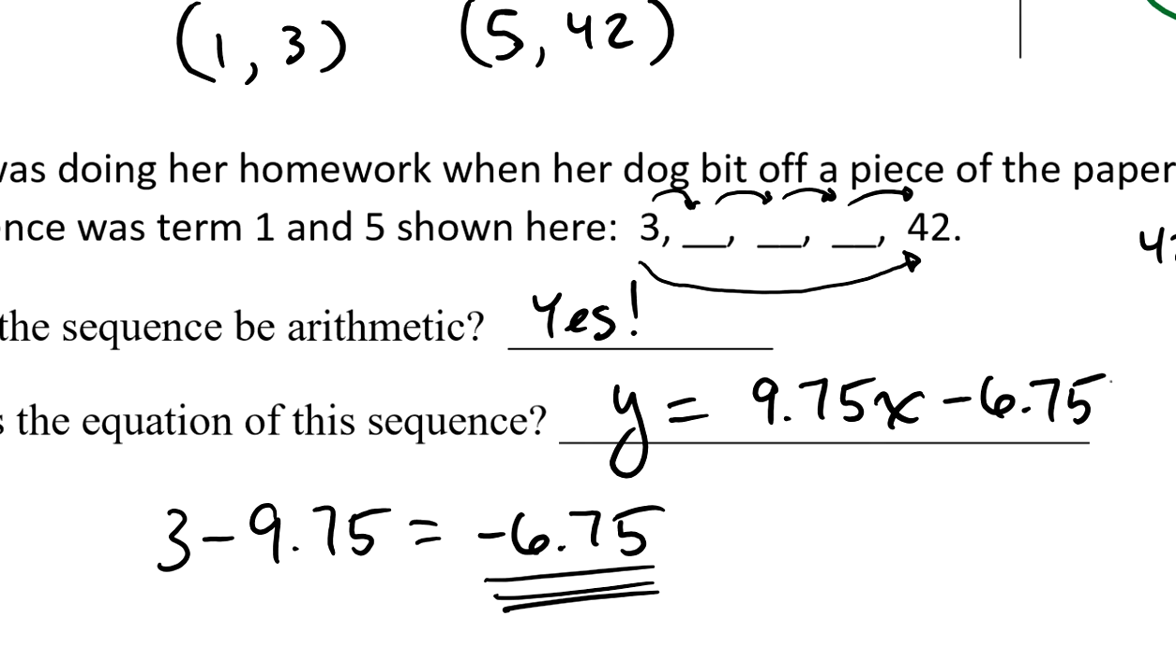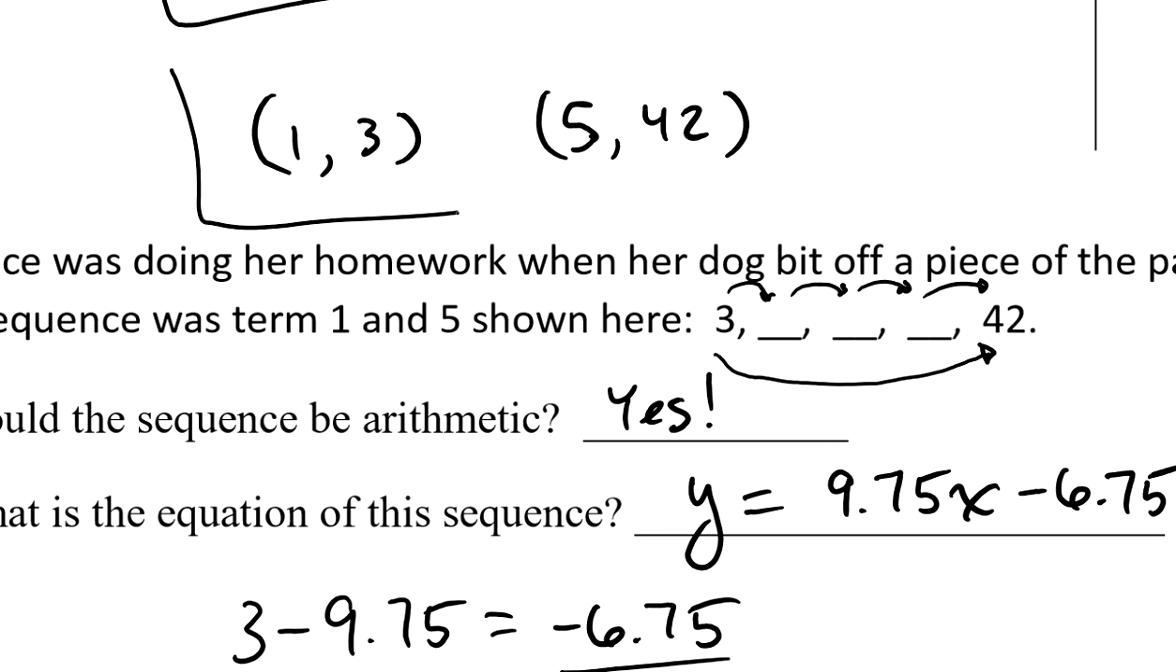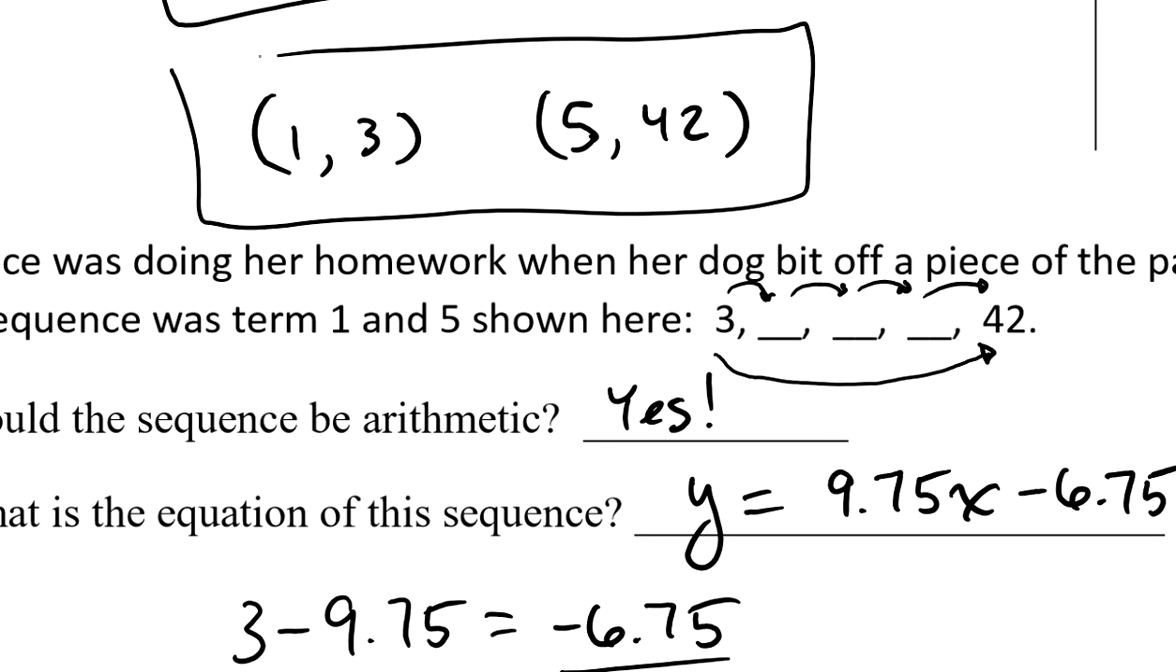6.75. And if you were to take these 2 points, you found the slope. Then if you were to calculate the y-intercept for them, you would get negative 6.75 as well. So that's your equation, y equals 9.75x minus 6.75.